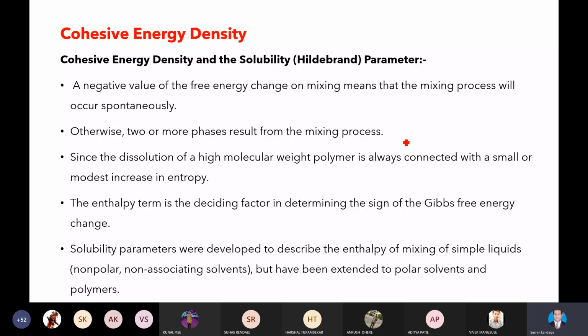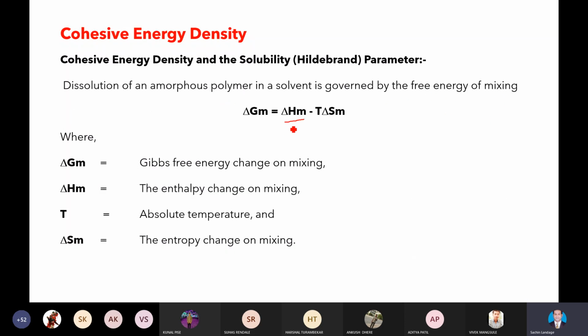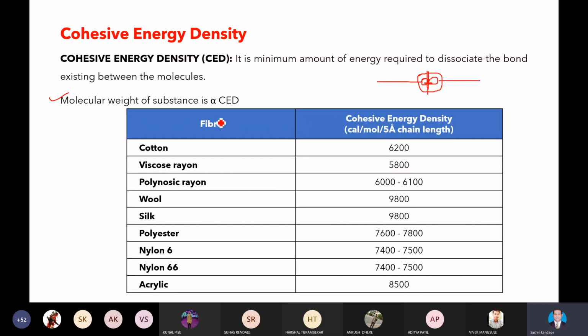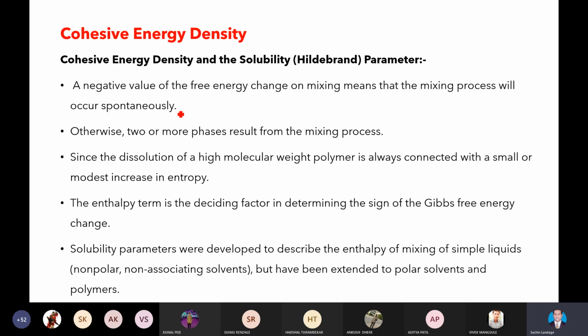Whatever the value is, it will be positive in that case. So a negative value of the free energy change on mixing means the mixing process will occur spontaneously. Whatever this value is, it must be such that we have solubility. The change in enthalpy must always be lower than this. Then only are we going to get solubility. Otherwise, we are going to get two different phases.